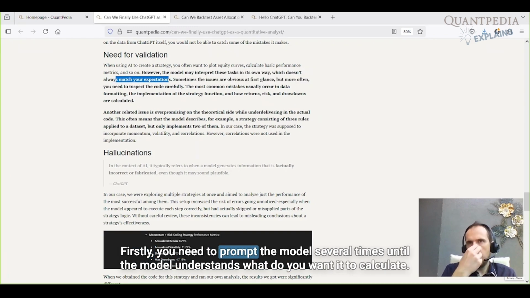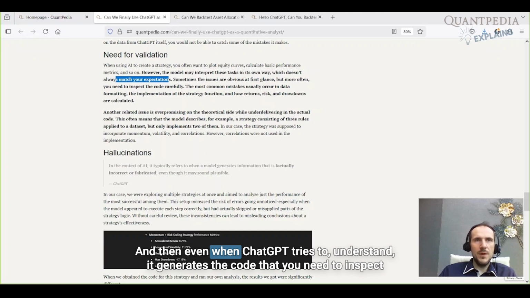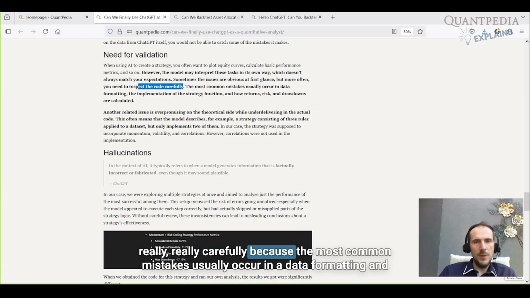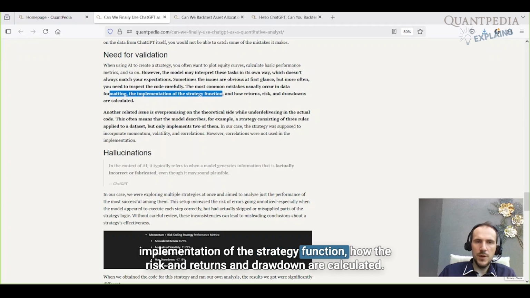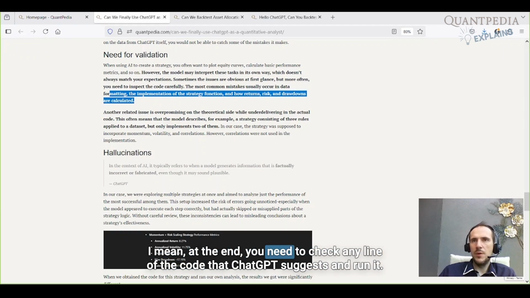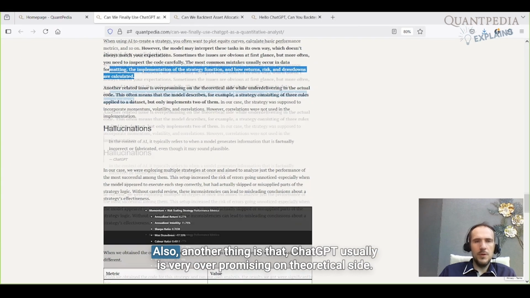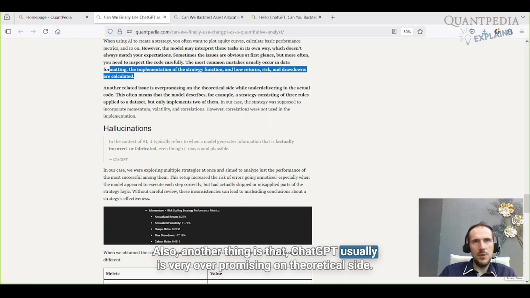Firstly, you need to prompt the model several times until it understands what you want it to calculate. Then, even when ChatGPT tries to understand, it generates code that you need to inspect really carefully, because the most common mistakes usually occur in the data formatting and the implementation of the strategy function, and in how the risk, returns and drawdowns are calculated. At the end, you need to check every line of the code that ChatGPT suggests and run it.